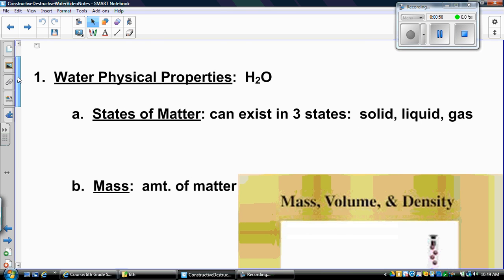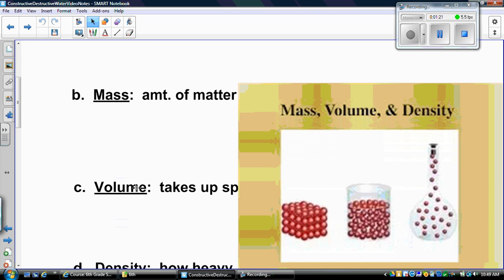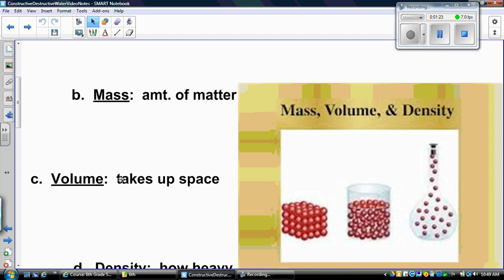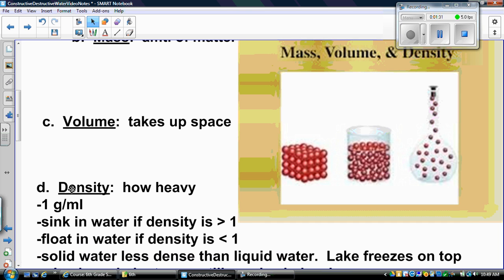Okay, so let's take a look at water's physical properties. Water can exist in 3 states of matter. Water can be a solid, liquid, or a gas. Remember, all matter has mass, so water does have mass. It's the amount of matter, okay? Water has volume, which means it takes up space. And water also has density. Density is how heavy something is.